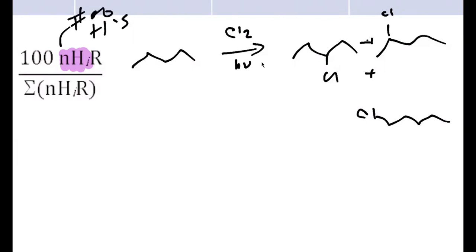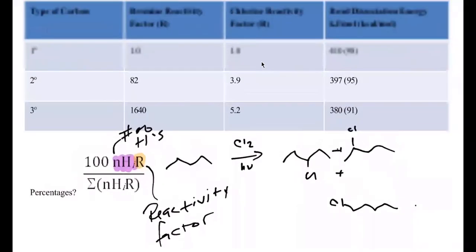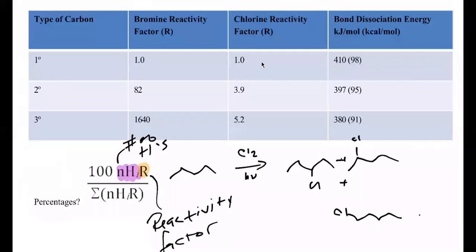And then R, different color, sorry about that. R is going to be the reactivity factor. That's my reactivity factor. That's a given number. There's no guesswork in that, right? I got a chart right here that talks about the reactivity factor for bromine and for chlorine, because those are your two most common halogens used for substitution, right? So that's my reactivity factor. And again, it changes based on the type of carbon, primary, secondary, tertiary.